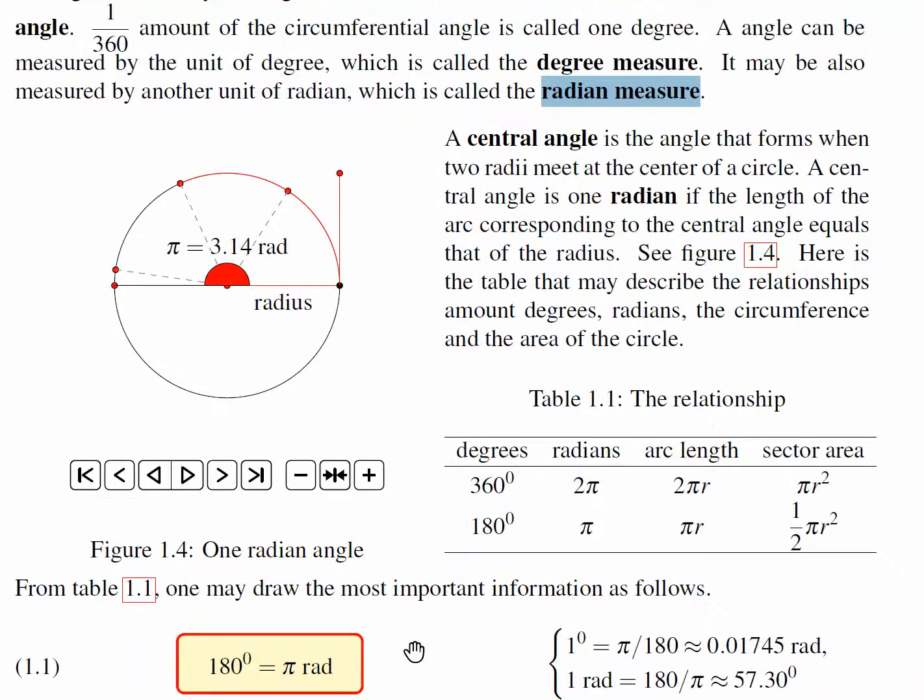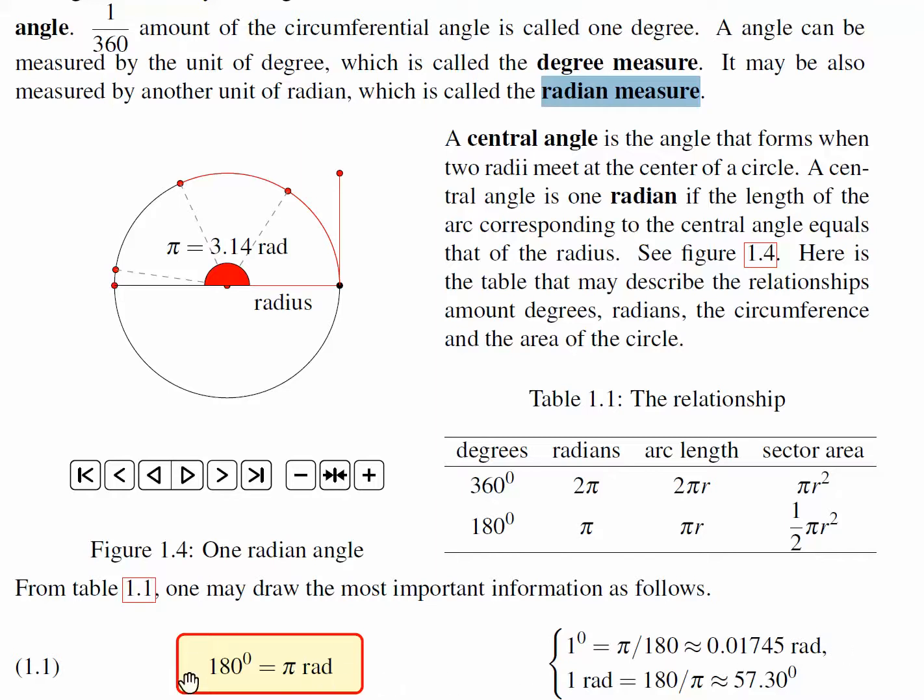So the most important thing is that pi radians is 180 degrees. That's basically right here. Pi radians is 180 degrees. And then, if each side is divided by 180, the left-hand side is 1 degree, and the right-hand side is 3.14 divided by 180, which is approximately 0.01745. So 1 degree is 0.01745 radians.